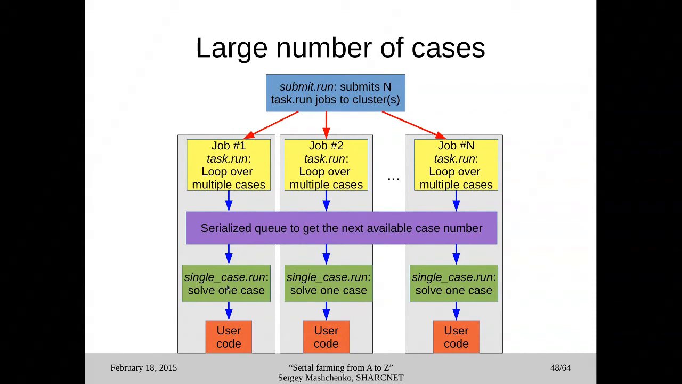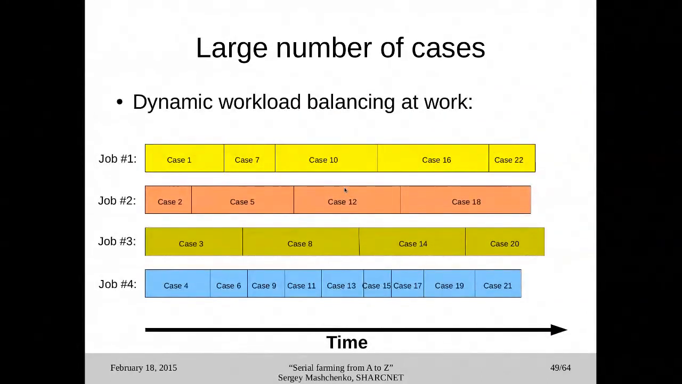And then once you do that, you run single case run, which runs user code exactly the way I described before. So the difference is now there is a loop. Each job will go over multiple cases using the serialized queue. And this actually enables the dynamic workload balancing. Whatever job is the fastest gets the next available case number. So some jobs, maybe running on faster CPUs, will go over more iterations inside the loop, so they will compute more cases. How exactly it operates, the dynamic workload balancing, is visible on this slide.